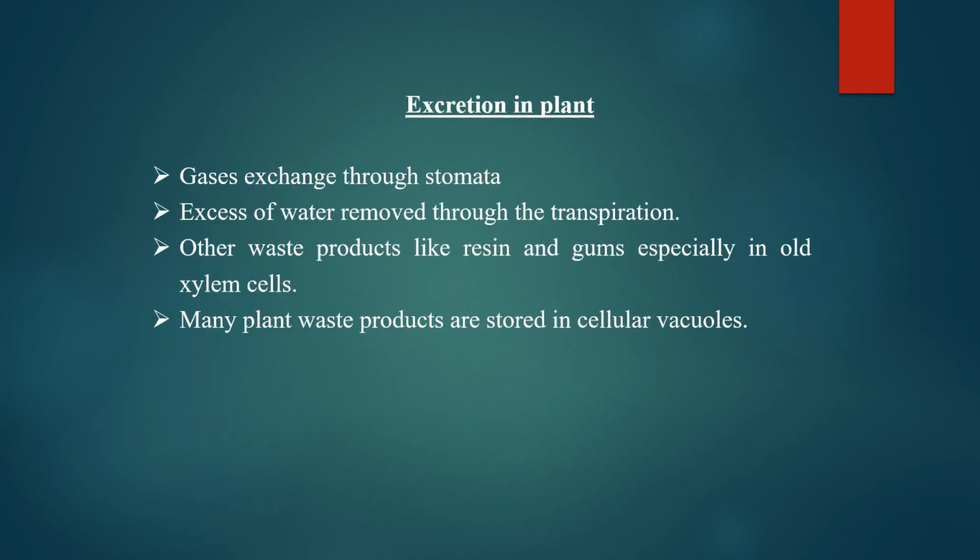As we have discussed how excretion occurs in human beings, now we will study how excretion occurs in plants. Excretion in plants occurs through the stomata. In the stomata there is gaseous exchange. Then excess water is removed through transpiration also. Other waste products like resin and gums are stored, especially in the old xylem cells. Many plant waste products are also stored in the cellular vacuoles.